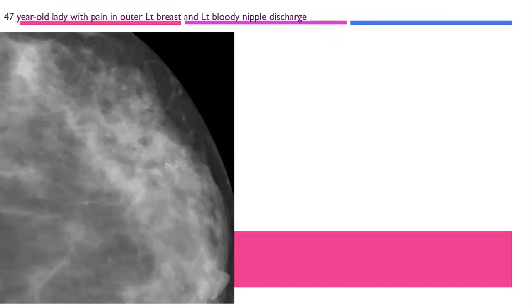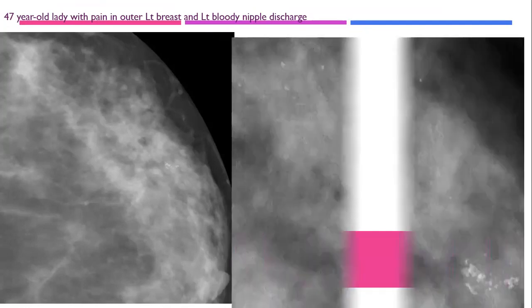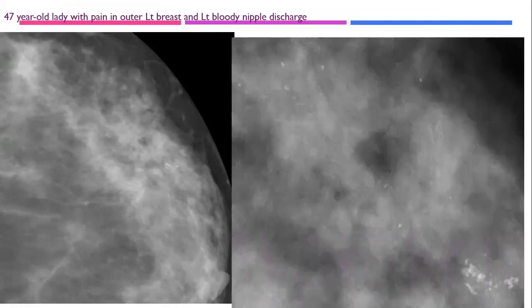I have missed it on the standard view. I might find it one day, I show it for you. On the standard view, the findings are so subtle. With this zoom view, you can see some calcifications and subtle distortion. We had done a compression magnification view, which revealed coarse heterogeneous and polymorphic calcification in segmental distribution.